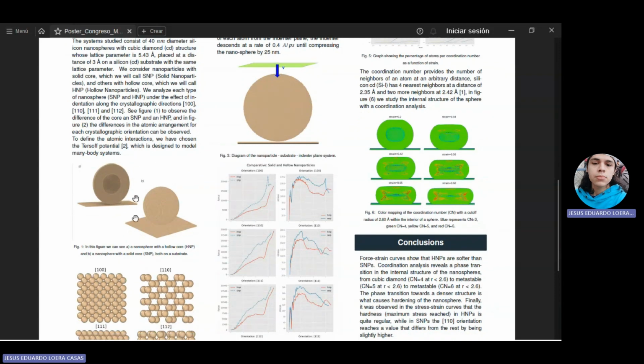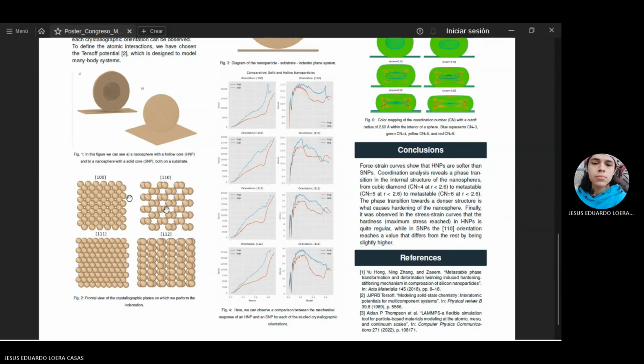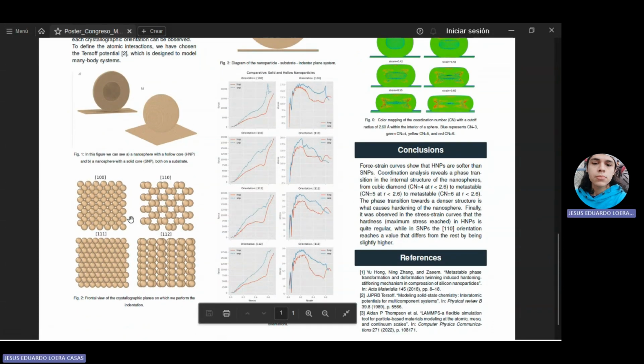In this picture, in figure 1, we can see the difference between a hollow nanoparticle and a solid nanoparticle. And in figure number 2, we can see the difference between the atomic arrangement in the 4 different crystallographic orientations.